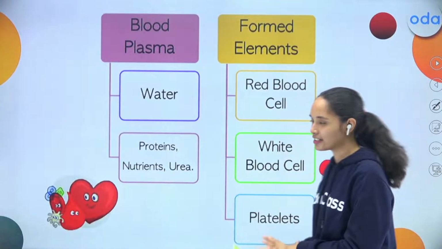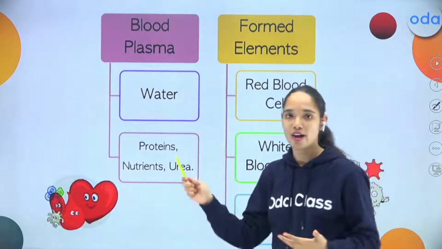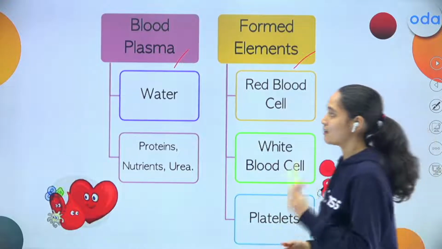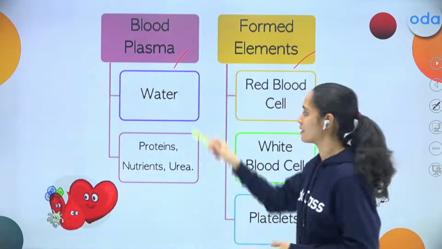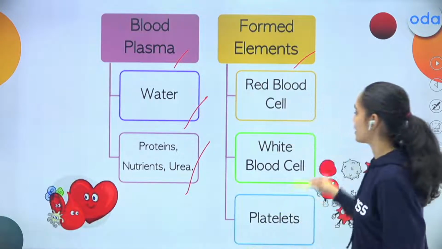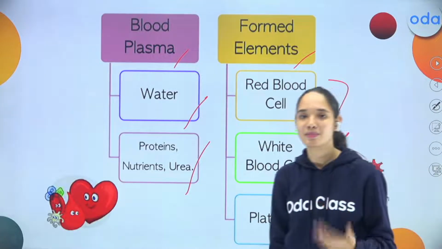So this is what we learned in today's session. We saw that blood is made up of two elements, that is blood plasma and formed elements. The maximum composition of blood plasma is water, followed by proteins, nutrients, and urea. Various formed elements are red blood cells, white blood cells, and platelets.